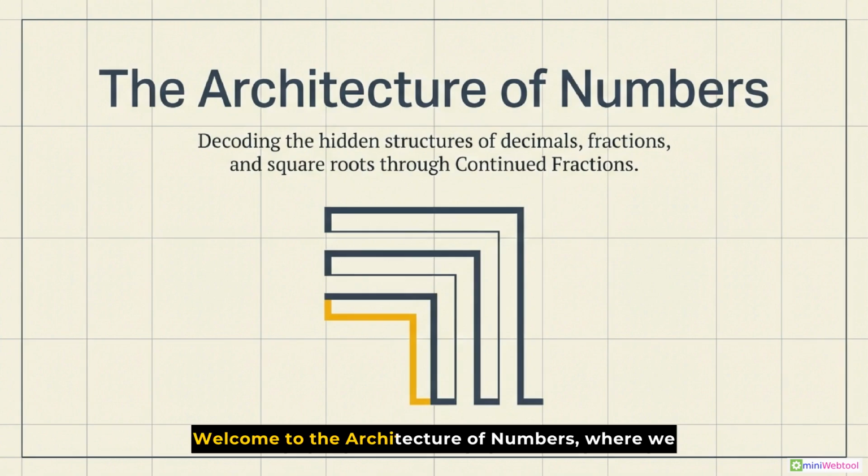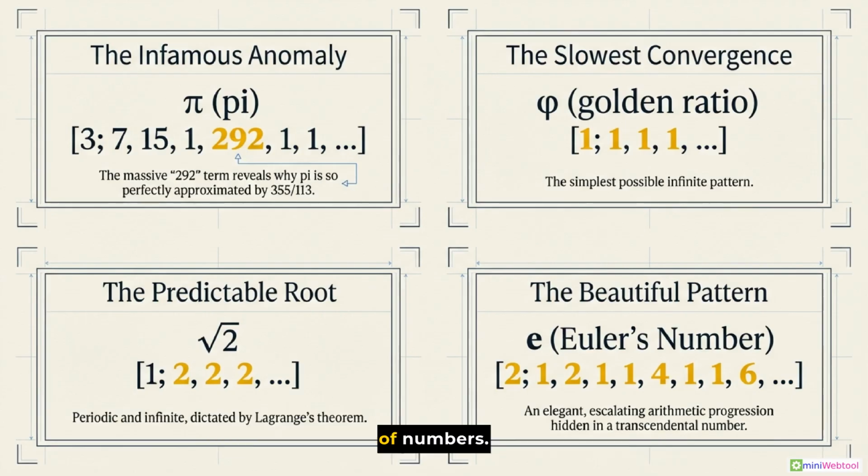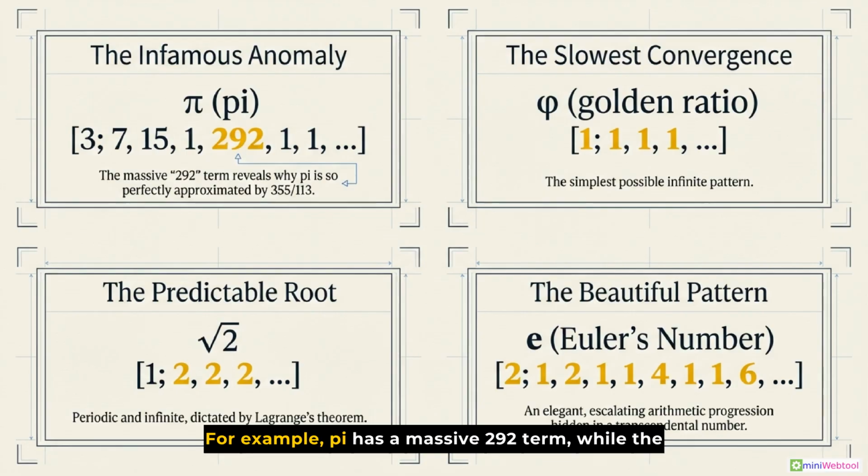Welcome to the architecture of numbers, where we will decode the hidden structures of decimals, fractions, and square roots using continued fractions. Continued fractions reveal the unique structures of numbers. For example, pi has a massive 292 term, while the golden ratio is the simplest infinite pattern. The square root of 2 is periodic, and Euler's number shows an elegant escalating arithmetic progression.